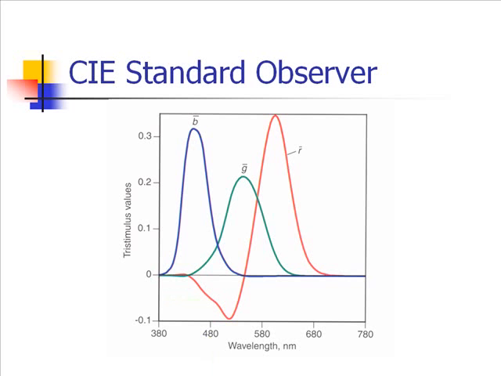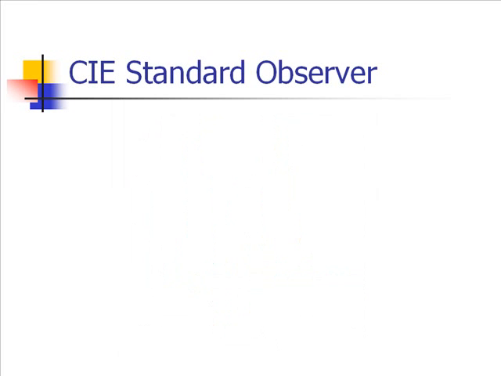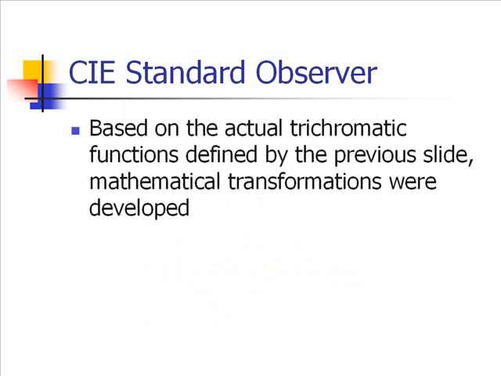So you all understand what the negative red is. We'll explain that in a bit. But we actually call it negative light there. So based on the actual trichromatic functions defined by the previous slide, mathematical transformations were developed that led to the identification of a color stimulus by means of 3 numbers.